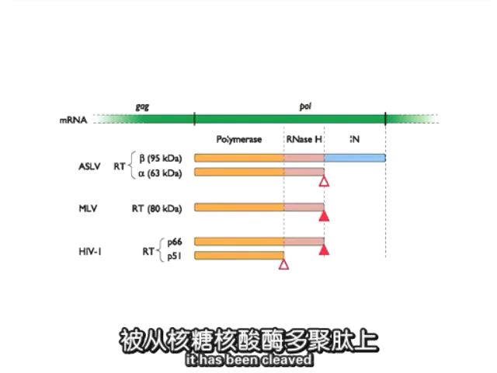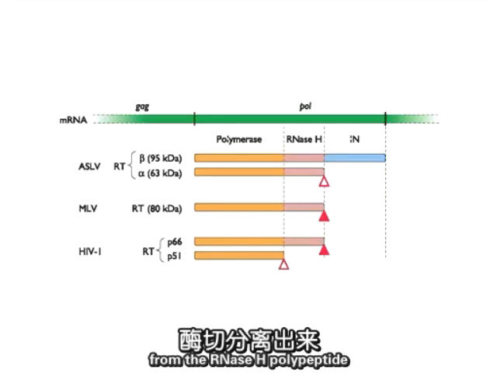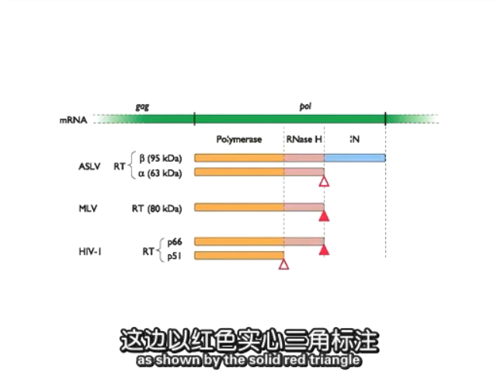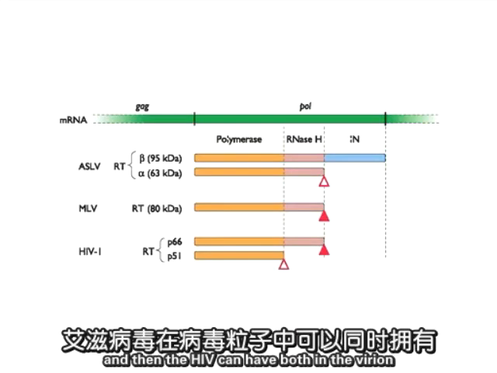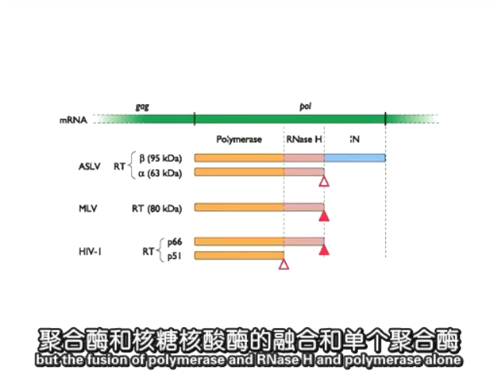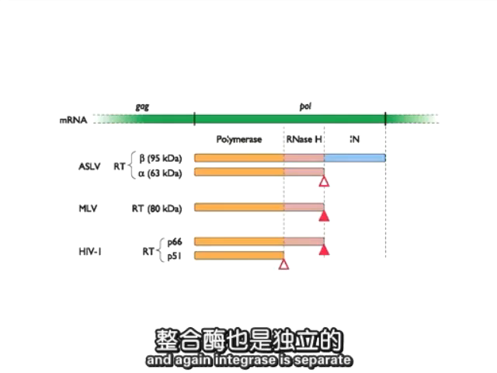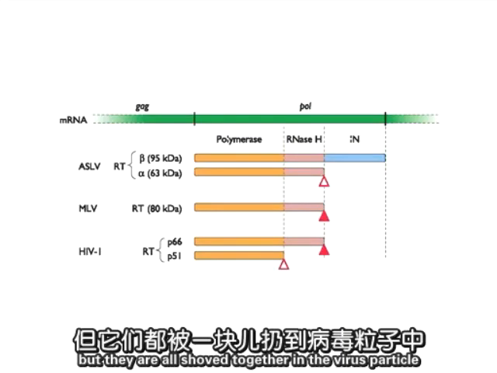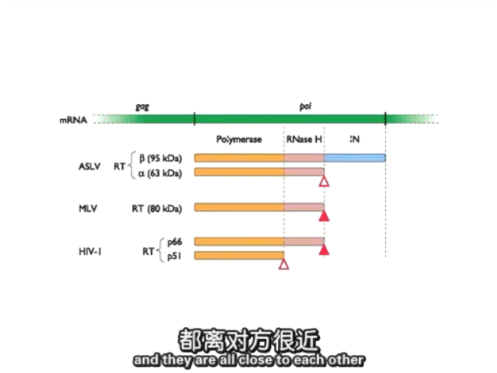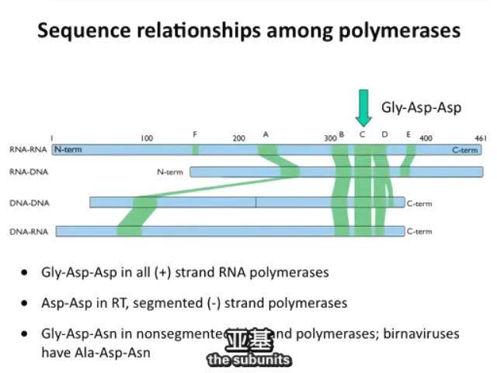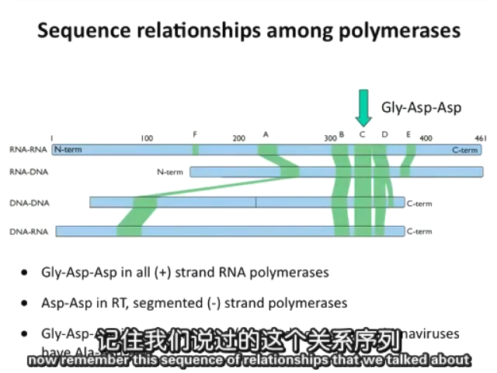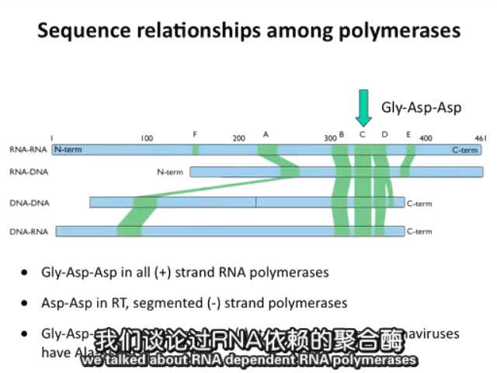It's been cleaved from the RT RNase H polypeptide, and this happens all the time as shown by the solid red triangle. And then the HIV can have both in the virion, both a fusion of polymerase and RNase H and polymerase alone, and again, integrase is separate. We don't know why this happens, but they're all shoved together in the virus particle, and they're all close to each other, these subunits.